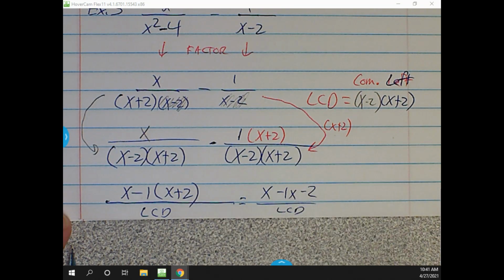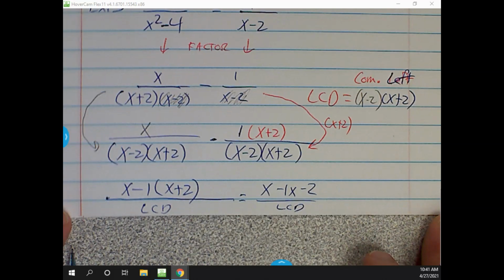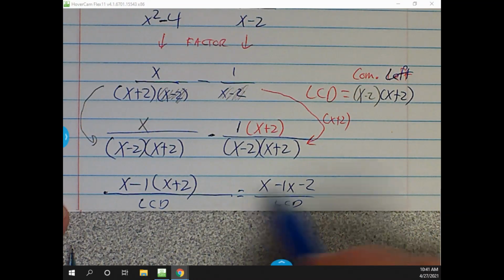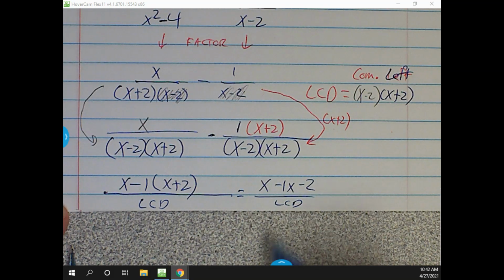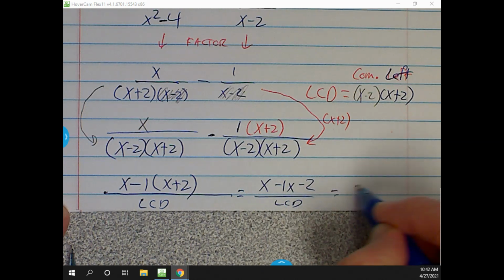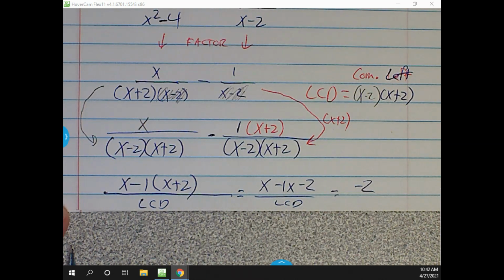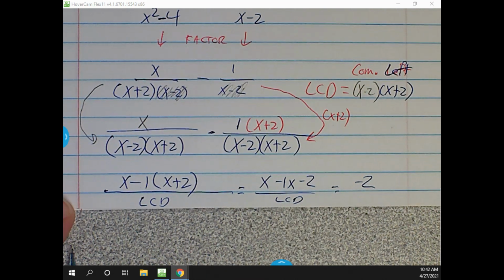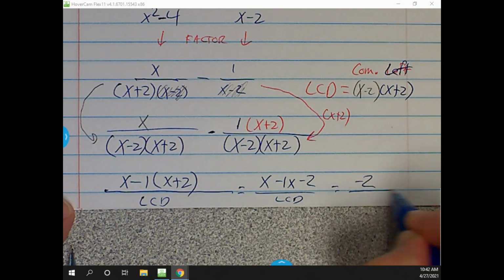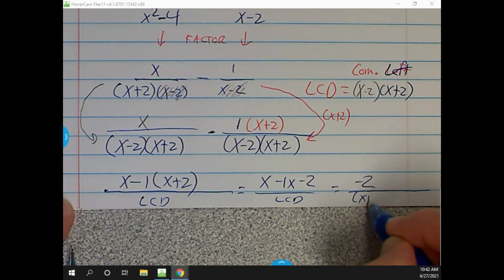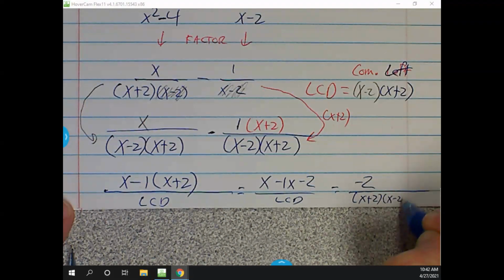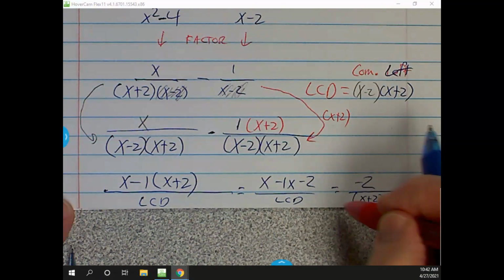Still over the least common. And again, we're still not worried about the denominator. We're still just worried about the top numbers. x minus x is 0. If you do 0 minus 2, that's just negative 2. And with negative 2, there's nothing you can do with it. There's no factoring. There's no canceling. There's no nothing there. So then we'll just bring in that denominator that we had of x plus 2 and x minus 2. And then that will be our final answer that we're looking for.